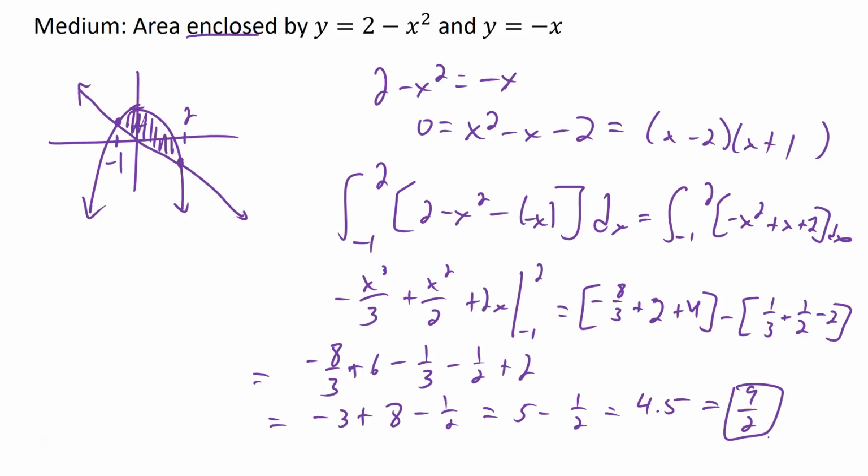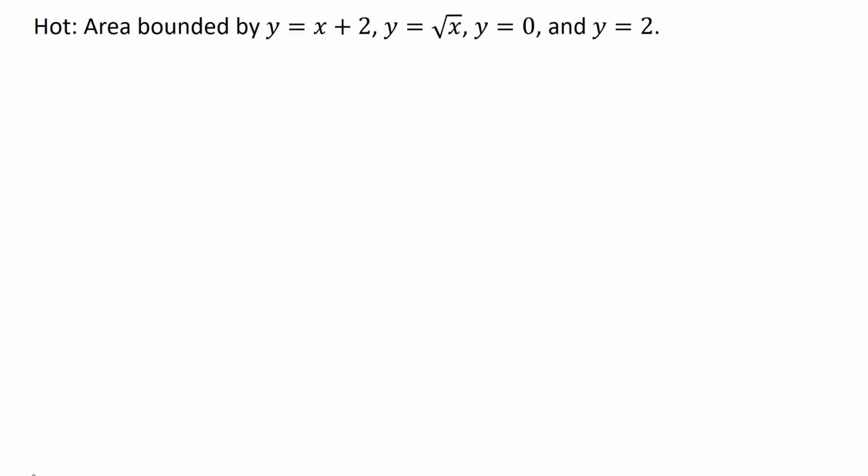There we go. Cool. All right, and now for the hot one. So the area bounded by x plus 2, root x, 0, and 2. Let's see here. Y equals x plus 2. X plus 2 looks something like this. Okay. Root x looks something like that. 0 is right here, and 2 is right here.